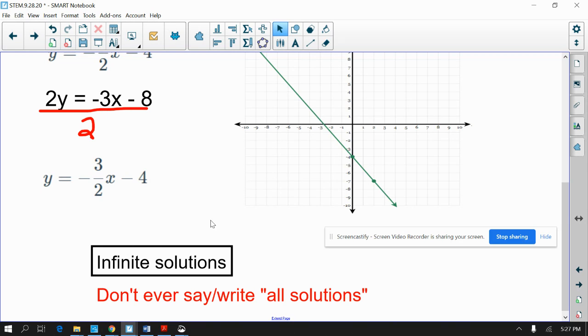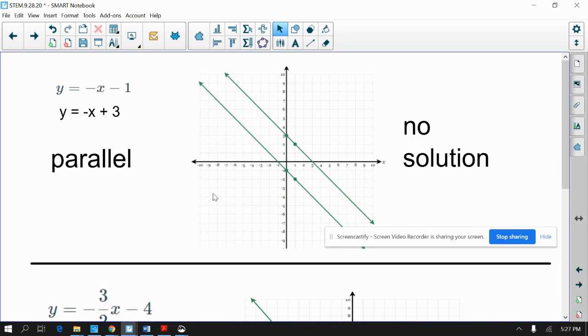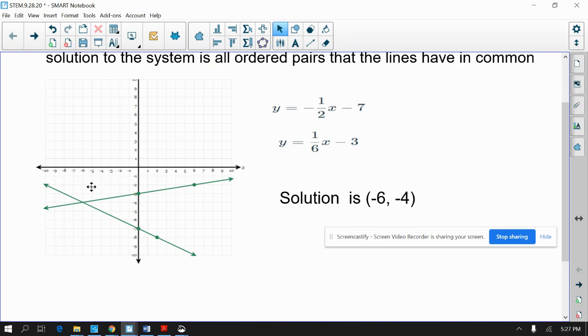Infinite solutions tells more. The solution to the system has literally an infinite amount of solutions. Every ordered pair on this line is a solution. Here, there are no ordered pairs that are solutions because there's no ordered pair on this line that's also on this line. And then finally, there is one solution. There is only one ordered pair that is on this line and this line.